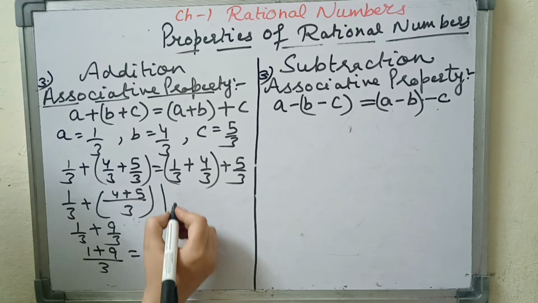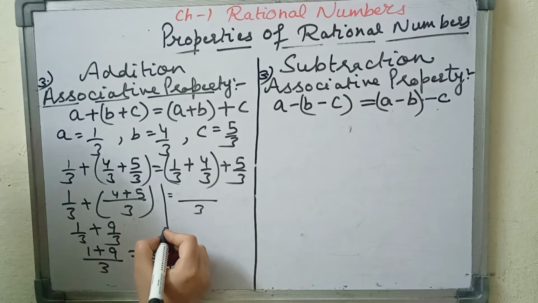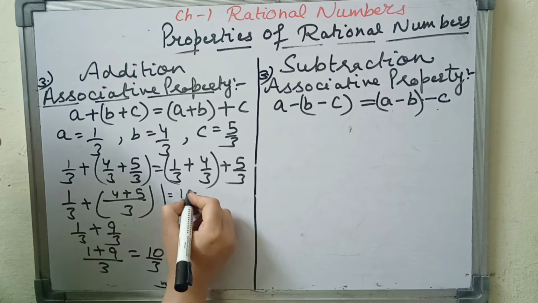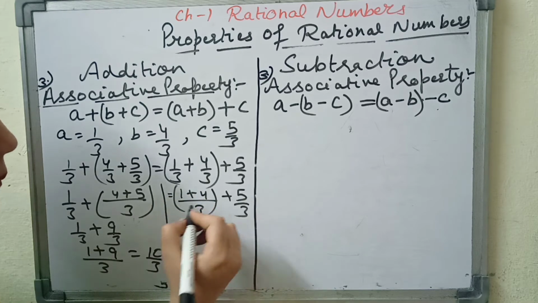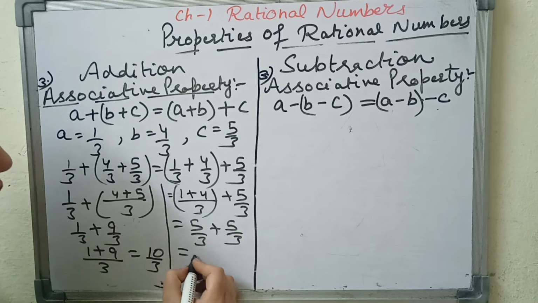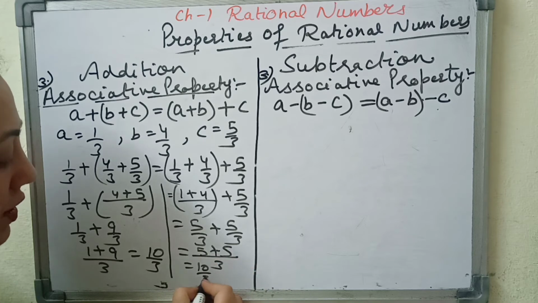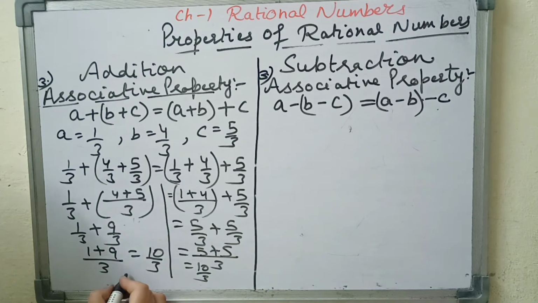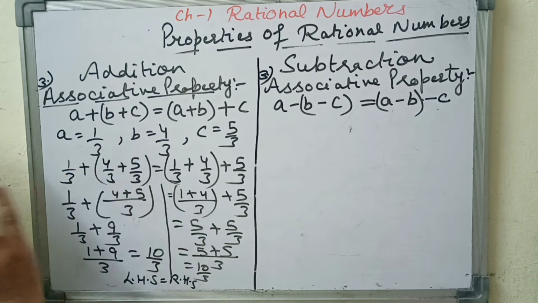And in case of this, first of all, I will solve this bracket. The 3 here is the LCM and in the numerator, I will get 1 plus 4 and it is 5 over 3. Again 5 over 3, 3 is LCM and 5 plus 5, 10 over 3. Now you see here left hand side is equal to right hand side. So associative property holds under addition.